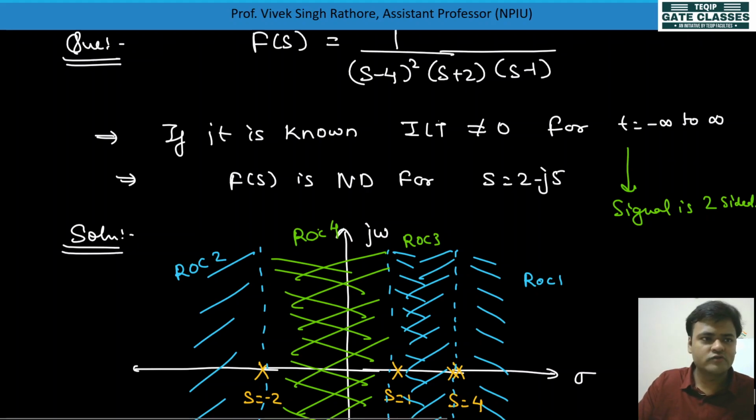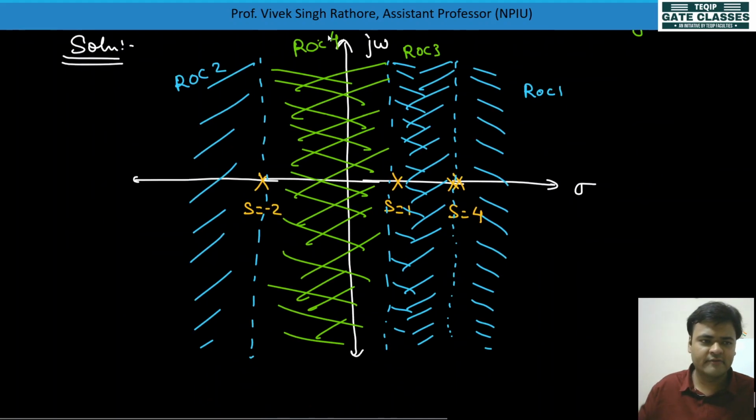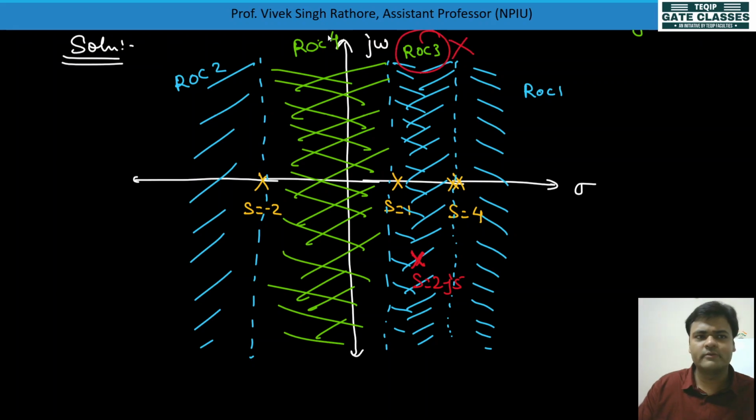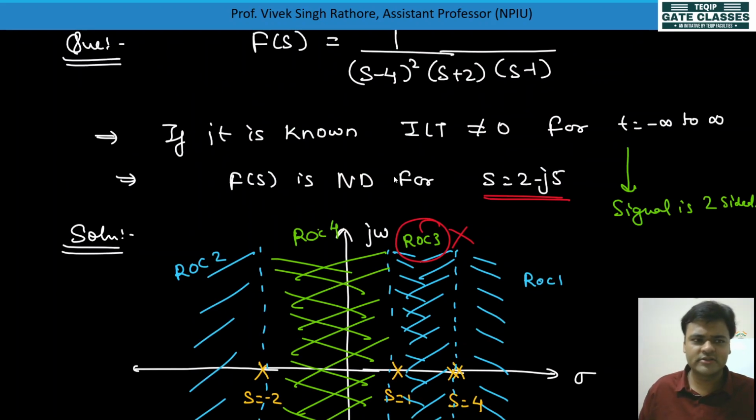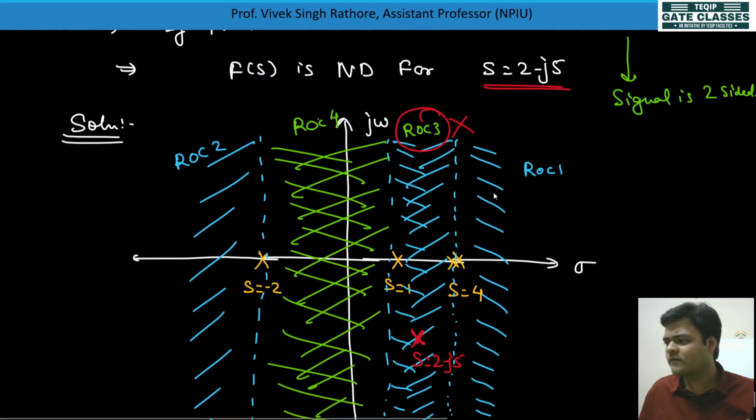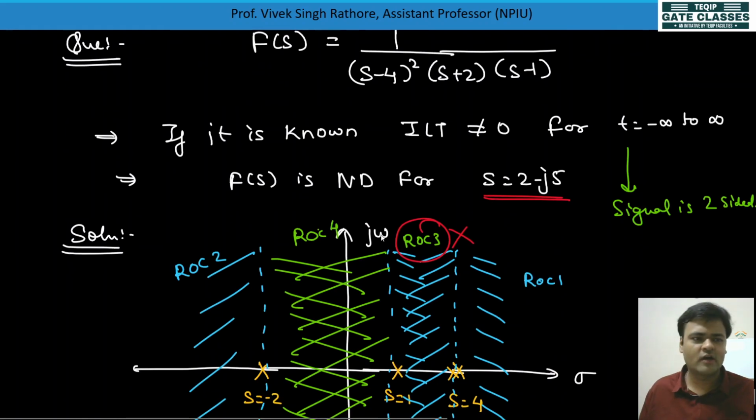And it has also been said that F of s is not defined for 2 minus j5. So 2 is here, minus j5 is here, so s is equal to 2 minus j5. The signal is not defined there, so definitely ROC3 will not be there. This question says that ROC3 cannot happen. So definitely what we are going to see is ROC number 4.